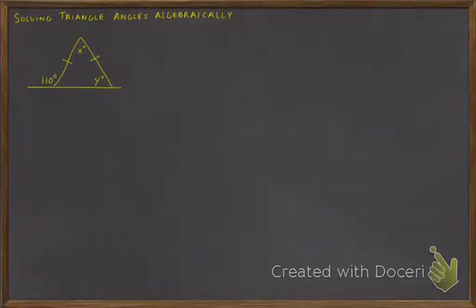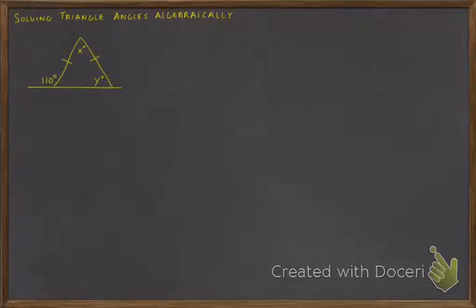Alright, so in this video we will go over how to solve triangle angles algebraically. We have this figure here, and it's a triangle, and what's given is 110 degrees of an exterior angle. We see that the vertex angle is named x, and one of the base angles is named y. And we see that two of the sides are congruent.